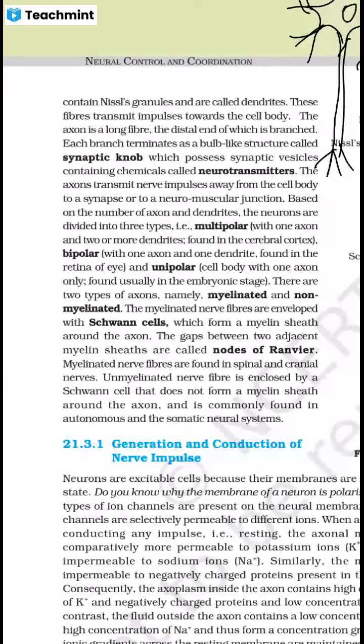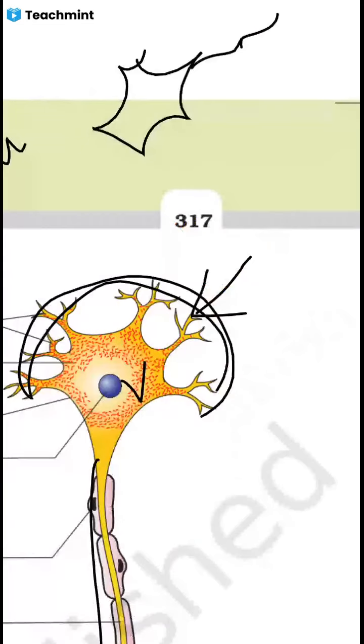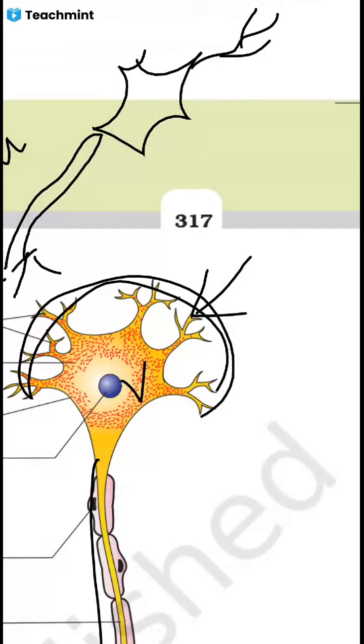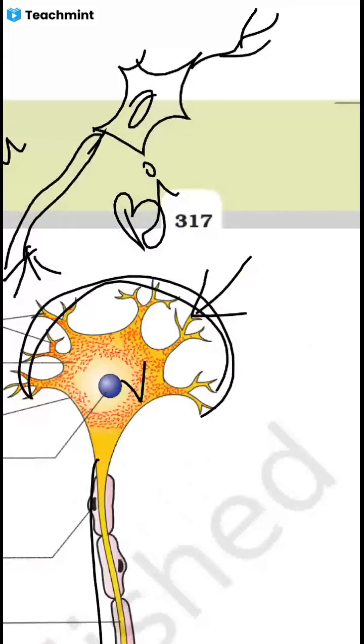Okay. The second one is the bipolar, where we will be having one axon and one dendrite, that is found in the retina of your eye. So bipolar. Coming to the bipolar, if this is your cell body, you will be having one dendrite, and on other side you will be having your axon, right? Axon, and this is your cell body. So one dendrite and one axon, and that is termed to be as your bipolar, right?